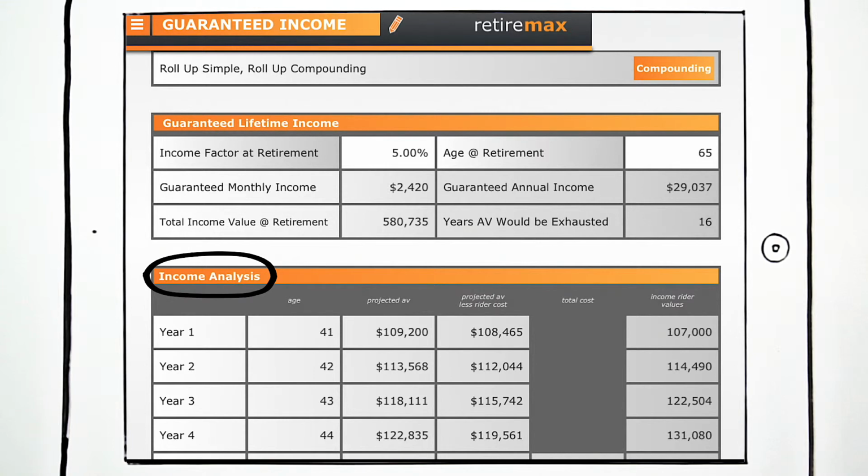The income analysis section then illustrates a year-by-year accounting and shows the cost of the rider in order to have the illustrated guarantees. And most importantly, it gives your client the understanding and peace of mind that just because your annuity might run out, your income won't. That's a big deal.